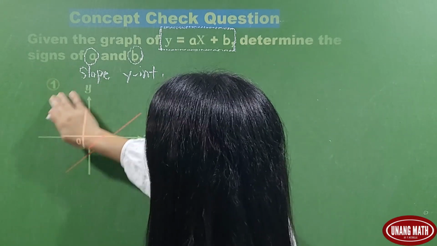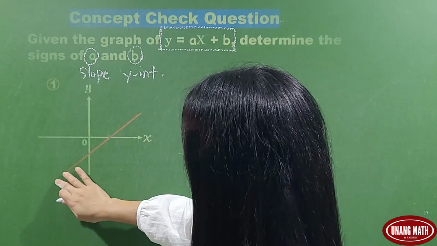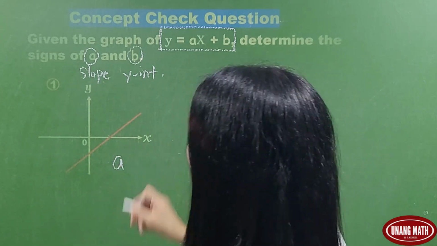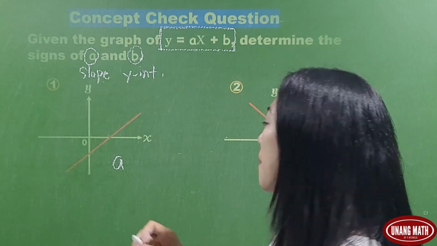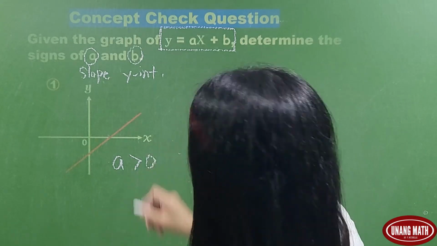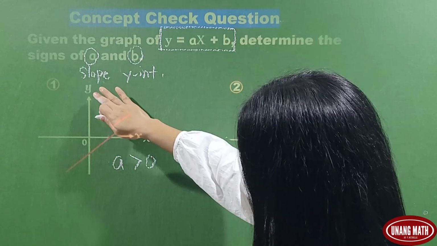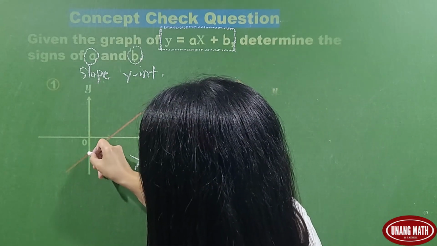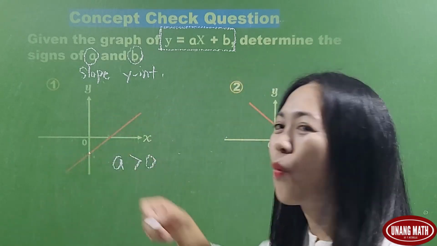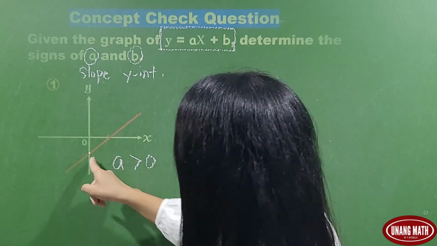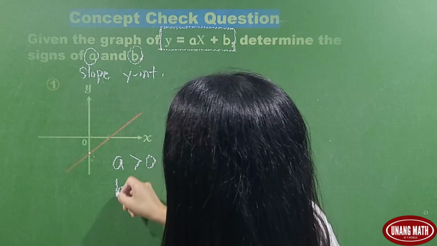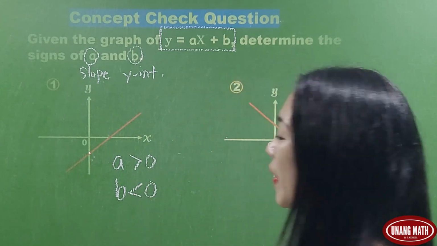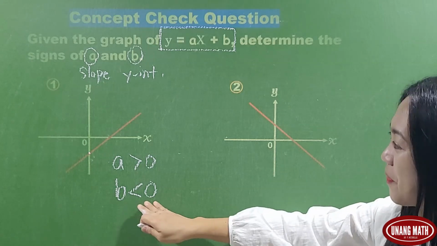In this first graph, since this graph slopes upward, that means a is a positive number. So a is greater than 0. And if you take a look at this graph, it passes through the negative y-axis. So it means b, our y-intercept, is less than 0, or a negative number.